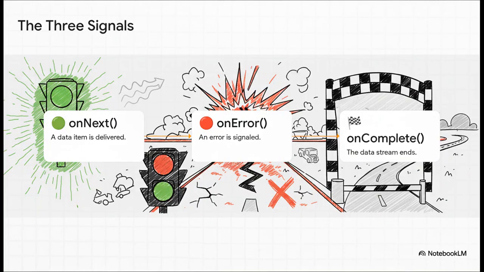Now, what's so cool about this is how the entire conversation is handled with just 3 signals. Seriously, think of them as traffic lights. onNext is the green light. Hey, a piece of data got here safe and sound. onError is like a huge accident report. Something went wrong and all traffic on this route stops, period. And onComplete is that you have reached your destination signal. The data stream is done, the journey is over.